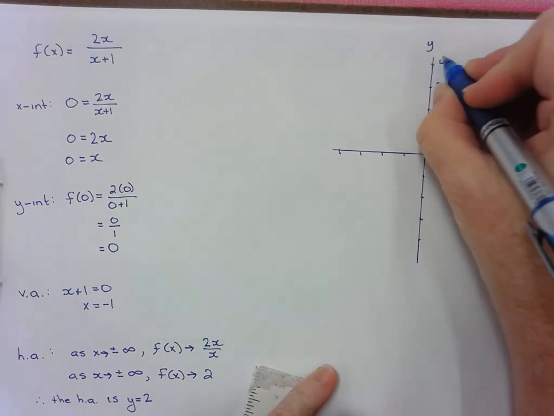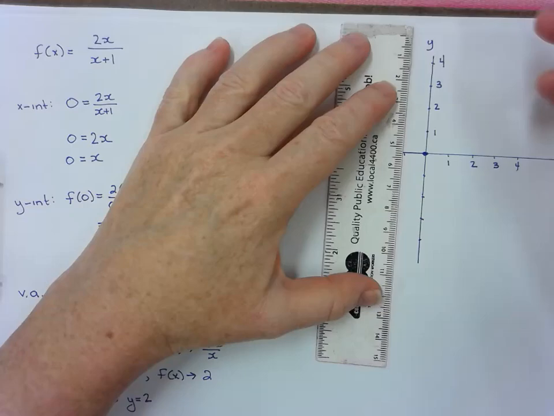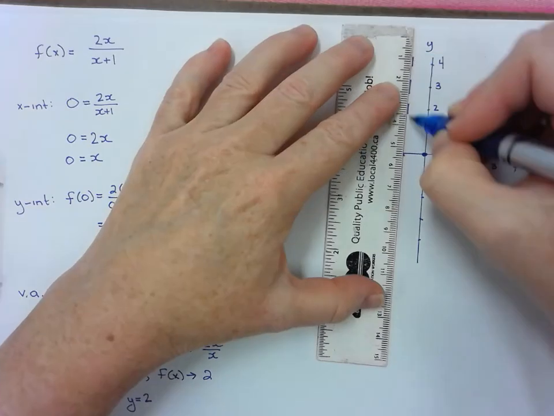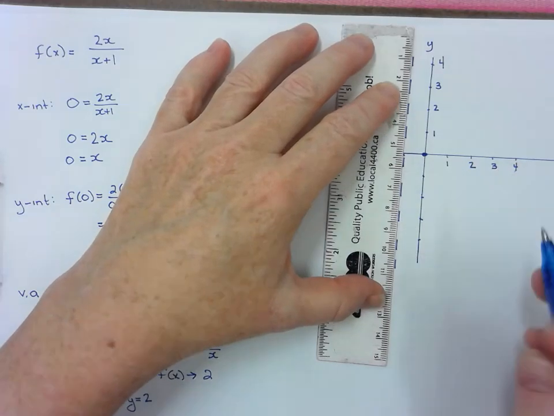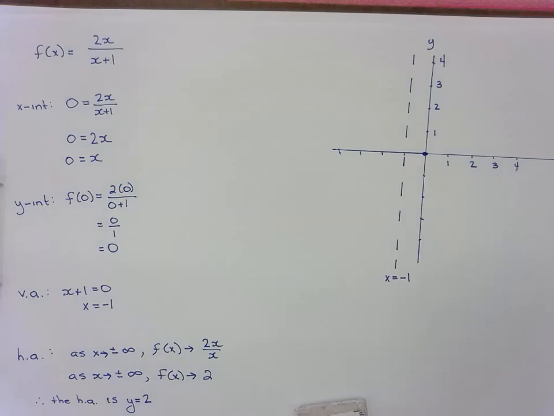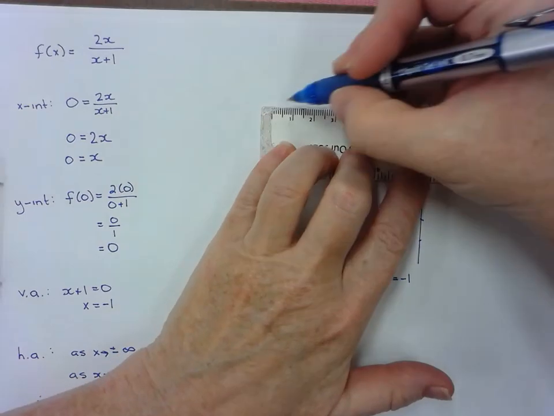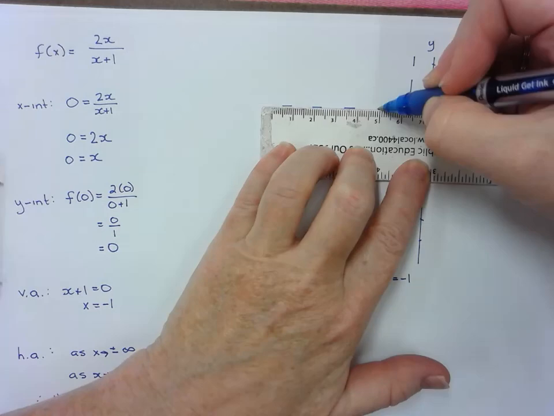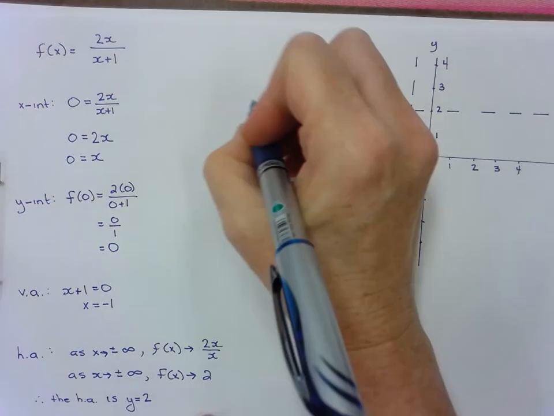Now I can plot some points. First I'll plot my x-intercept at 0, which also happens to be my y-intercept. I will draw my vertical asymptote at x equals negative 1 and label it x equals negative 1. Then I will draw my horizontal asymptote at y equals 2 and label it y equals 2.